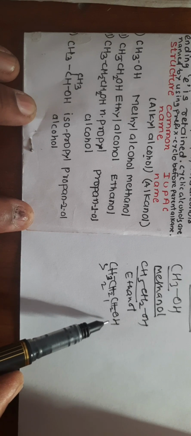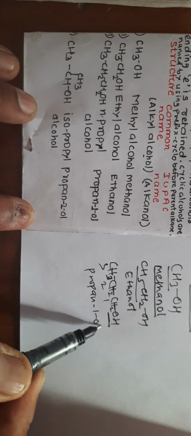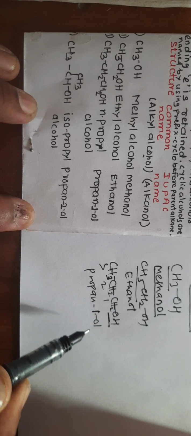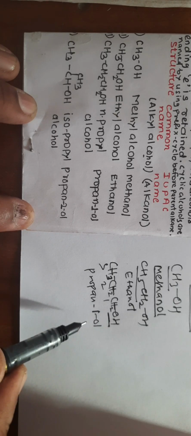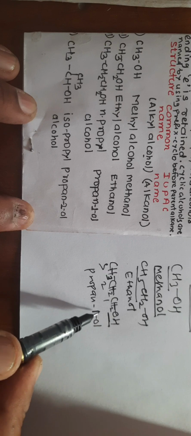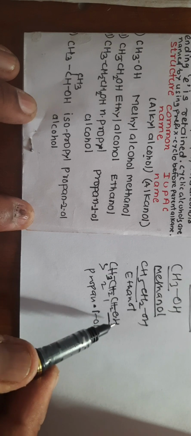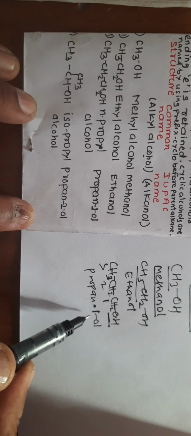But whenever more than two carbon atoms are present, we have to denote the position of this OH group. Here, therefore, it is propan-1-ol. Propan-1-ol is the IUPAC name of this alcohol because 1 is the position, because this OH group is attached to the first carbon atom.